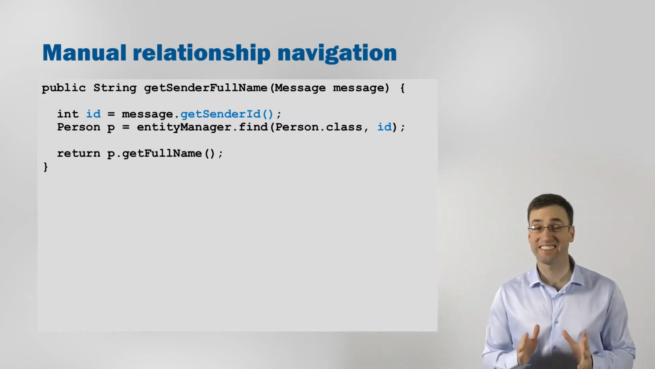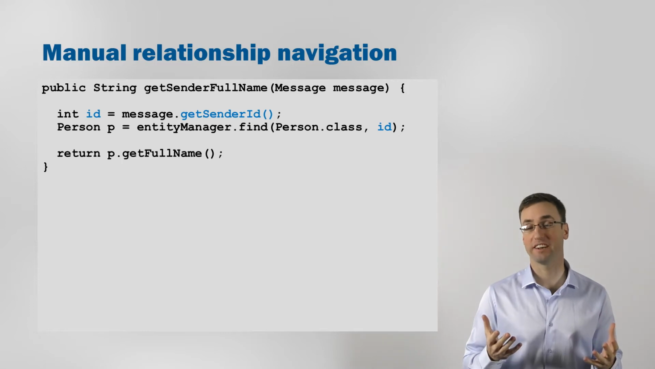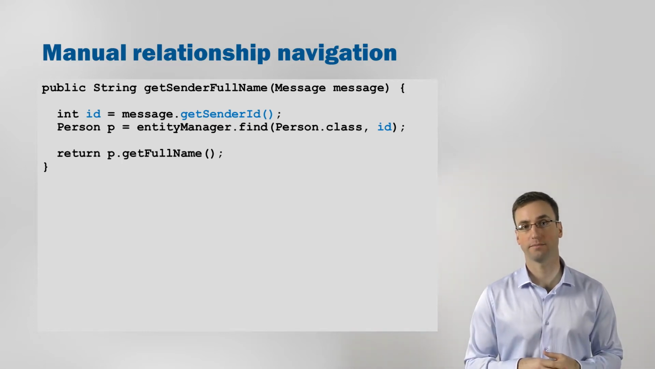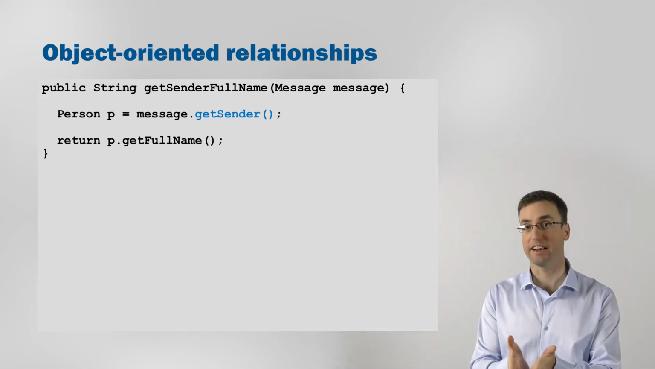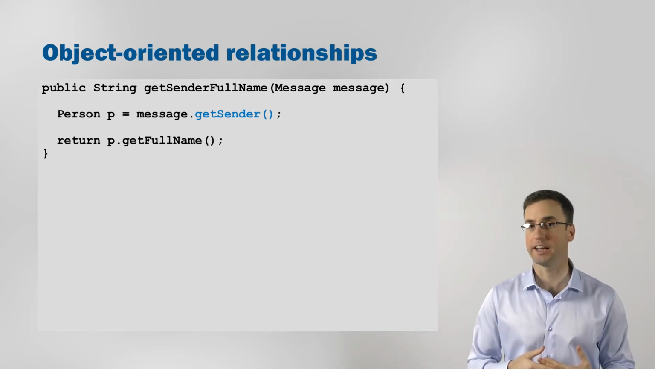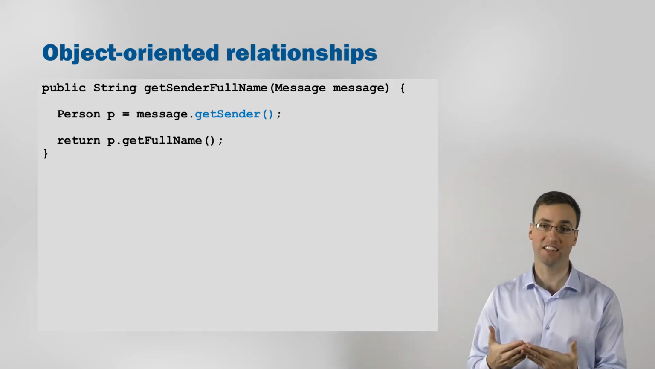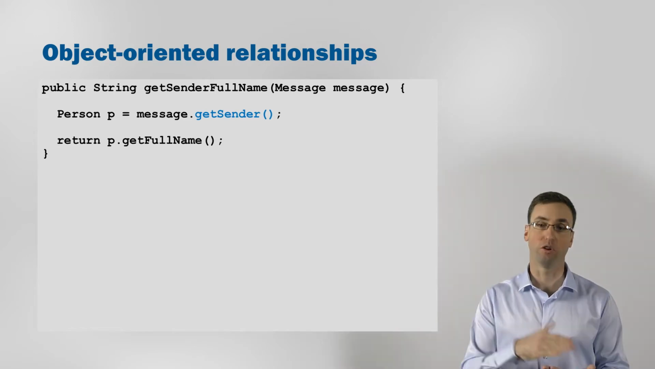But obviously, this is rather ugly. It isn't natural, and it isn't how object-oriented design usually works. In object-oriented design, you should be able to access the relationship directly. This code shows what a more object-oriented approach might look like. You notice that we're directly accessing the person from the message, instead of having to go through the step of looking up a foreign key.